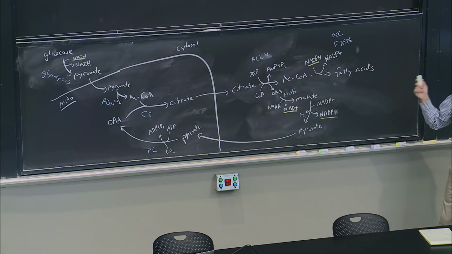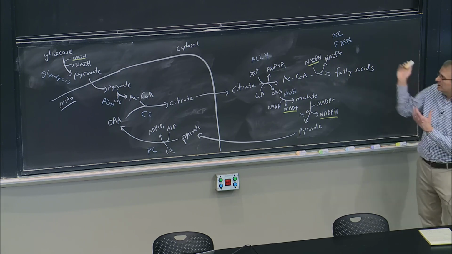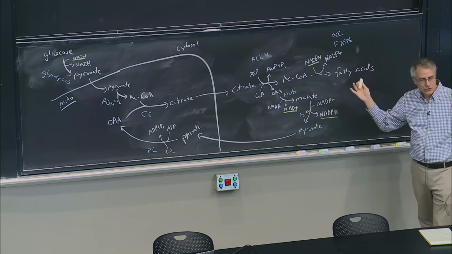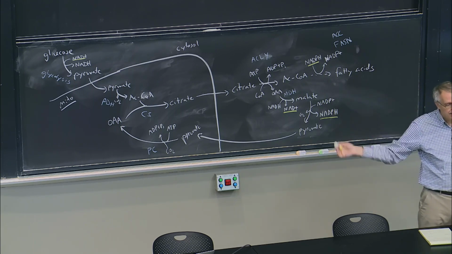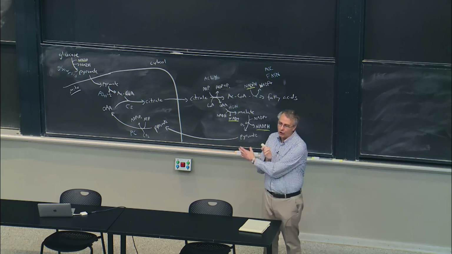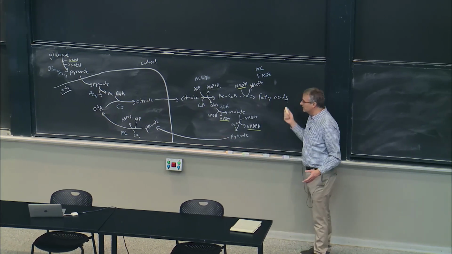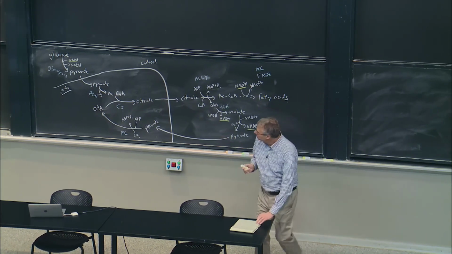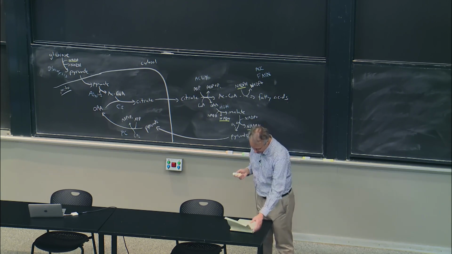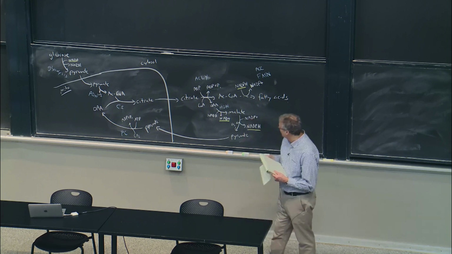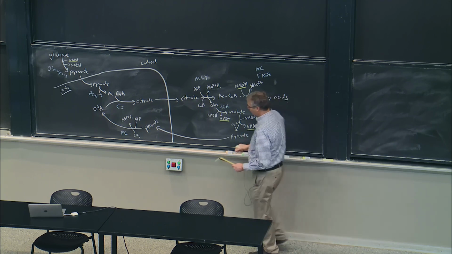But you're doing this when there's energy excess. You have plenty of ATP around, and it's a way that nature can use this high energy, high ATP state as a way to store carbon, ultimately as reduced carbon as fatty acids that can be used later when times are not so good. All right.